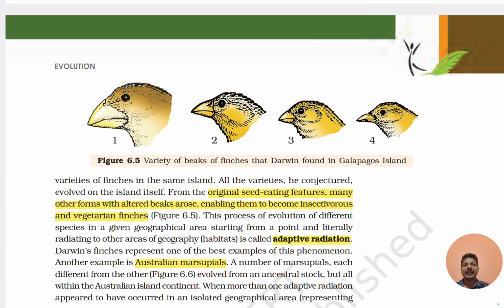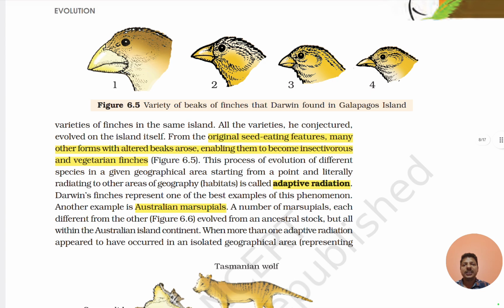All these varieties are conjectured to have evolved on the island itself. From the original seed-eating features, many other forms evolved with altered beaks, enabling them to become insectivorous and vegetarian finches. This process of evolution of different species in a given geographical area, starting from a point and literally radiating to other areas of geography, is called adaptive radiation.